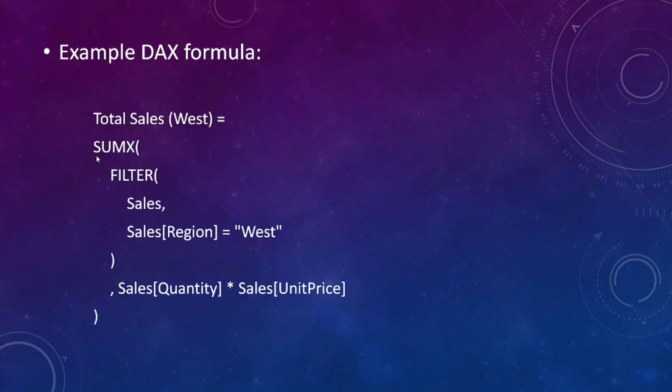The SUMX function is using two parameters. The first parameter accepts a table as input, which is the filtered table for the West region returned from the FILTER function. The second parameter is an expression, which will multiply the unit price by the quantity for all the filtered records of the West region. The SUMX function returns the total sales for the West region. This is how the West region total sales amount is calculated. As you can see, when we focus on one function at a time, it is easy to understand DAX.